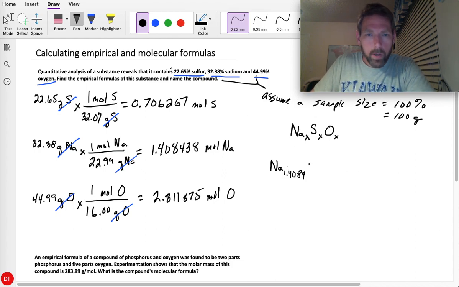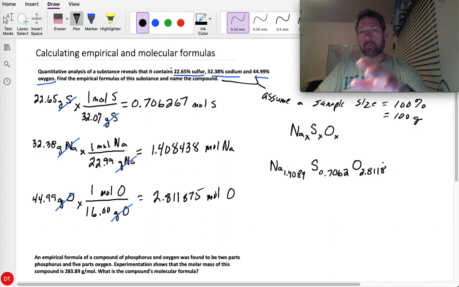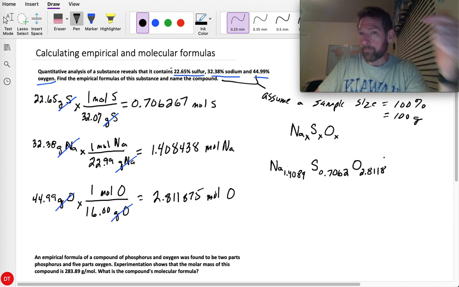Good job. So there's sodium. Next we've got sulfur, and we see it's 0.7062, right? Then we've got oxygen, and that is 2.8118. Now notice I'm not rounding up any of my numbers. Remember, you round one time and that's at the very end.